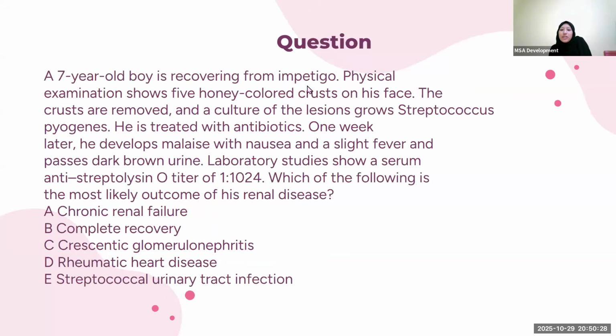A 7-year-old boy is recovering from impetigo, which is an infection. Physical exam shows honey-colored crusts on his face. The crusts are removed. Culture shows Streptococcus pyogenes. He is treated with antibiotics. One week later, he develops malaise with nausea, slight fever, and dark brown urine. Serum anti-streptolysin O titer is very high, which is specific for strep. Which of the following is the most likely outcome of his renal disease?